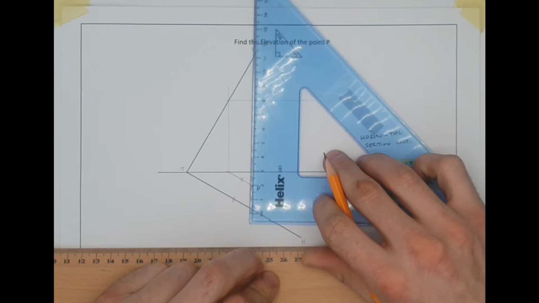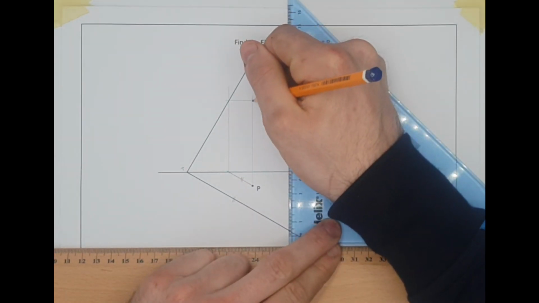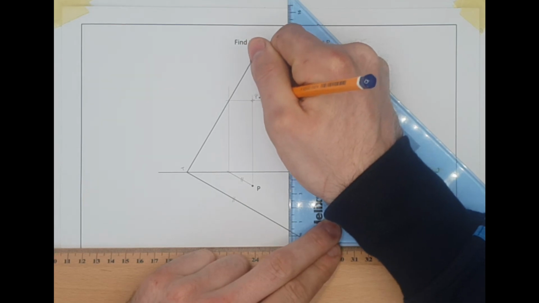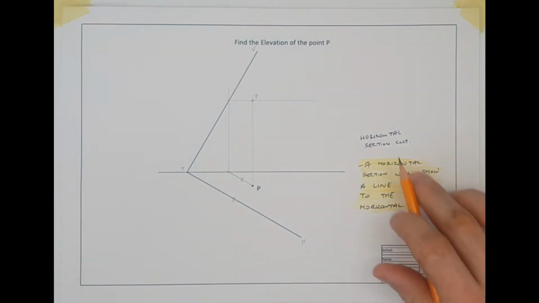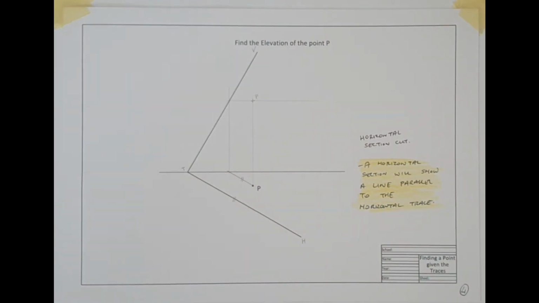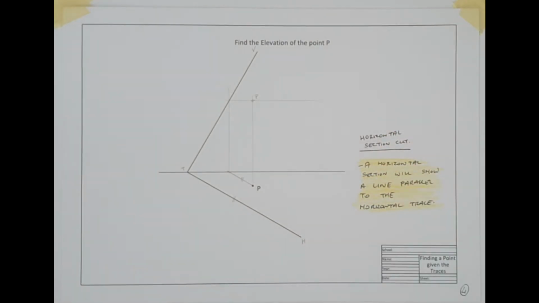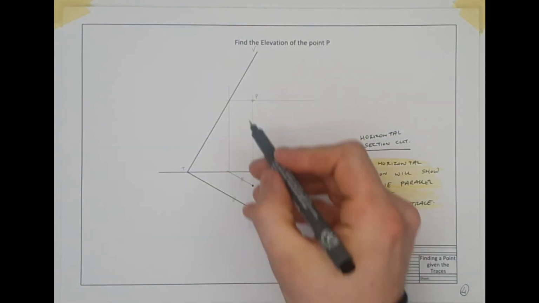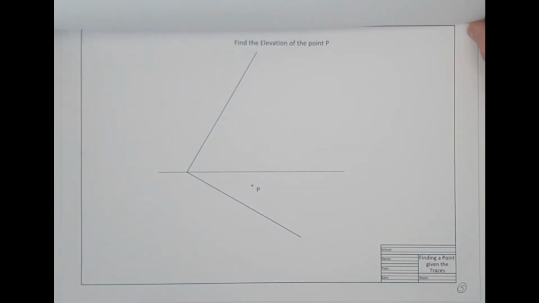A point in one view and a point in the next view have to line up. That is point P. Point P found using a horizontal section cut. Next sheet we're going to use a vertical section cut, but for now there's our horizontal section cut, showing a horizontal line right there which represents the cut. Moving on to sheet number 5.